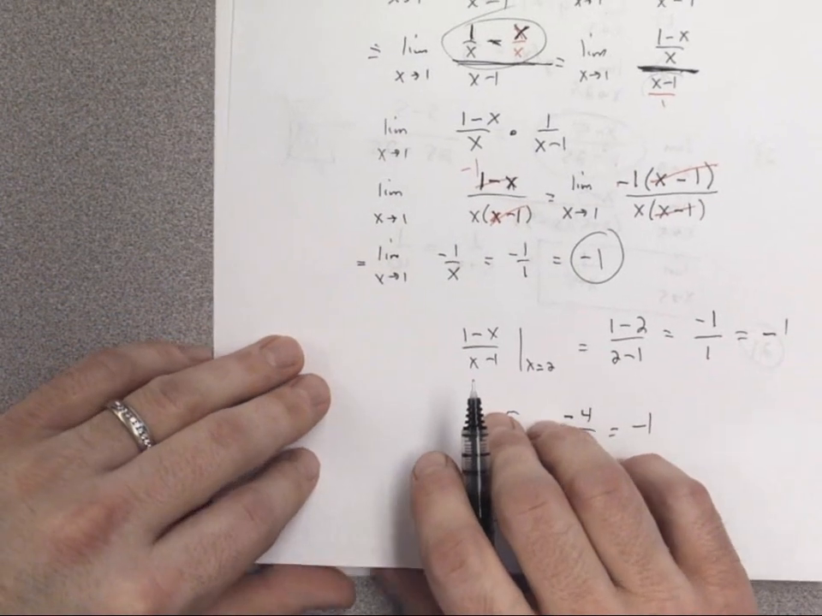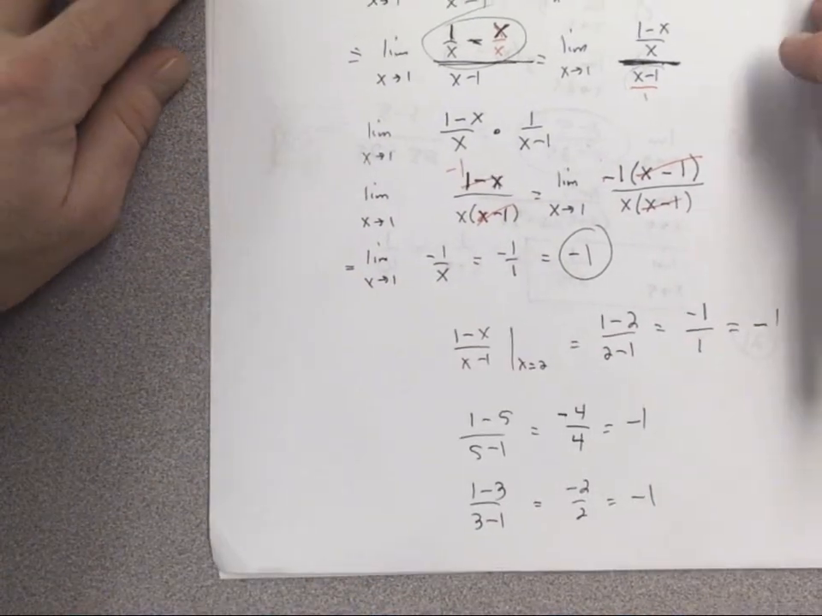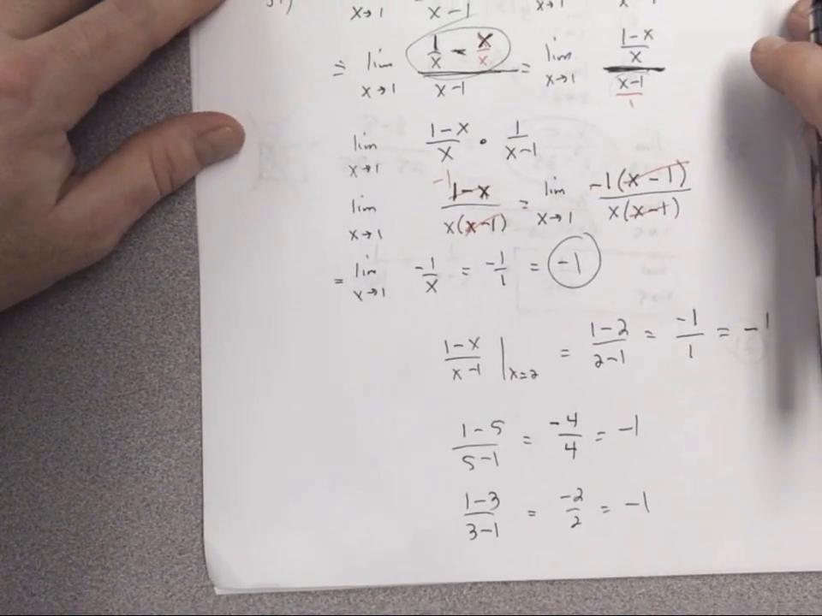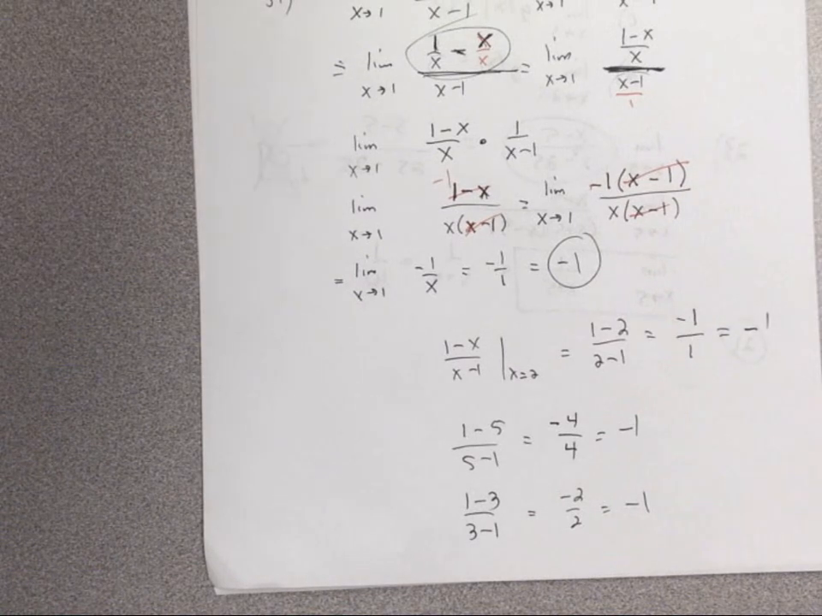How would you multiply it? You multiply it by its reciprocal.